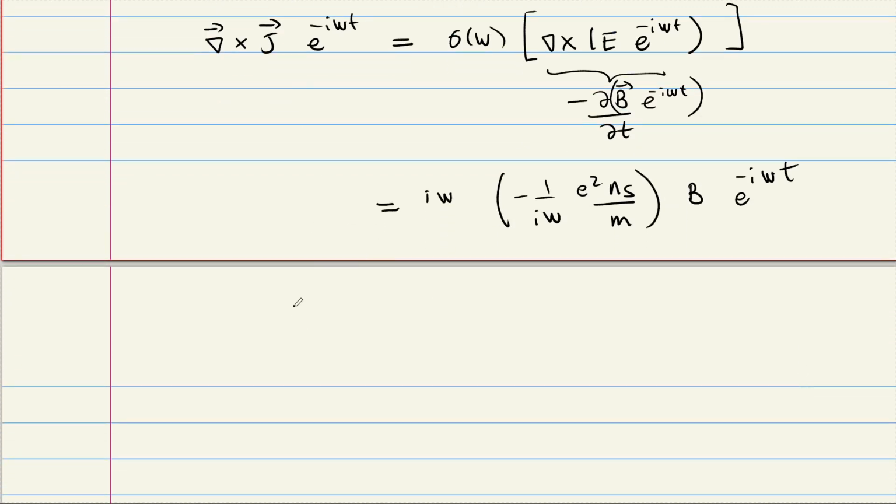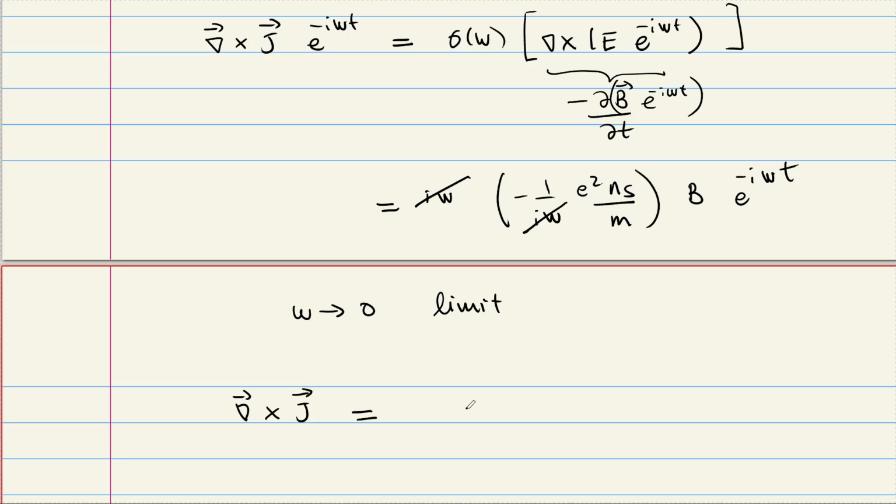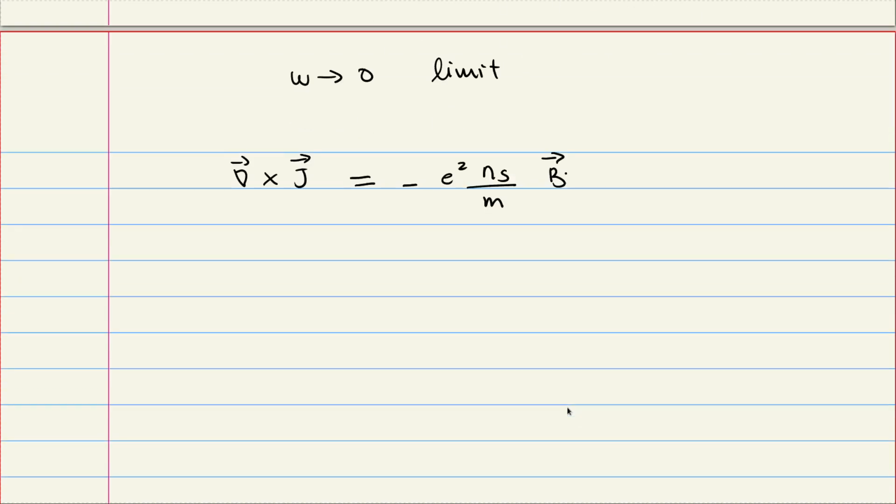Now here we can take the omega goes to zero limit of this equation, and what we find is, okay, this i omega and this cancel. What we find is del curl of j is equal to minus e squared n_s over m times B. Good.